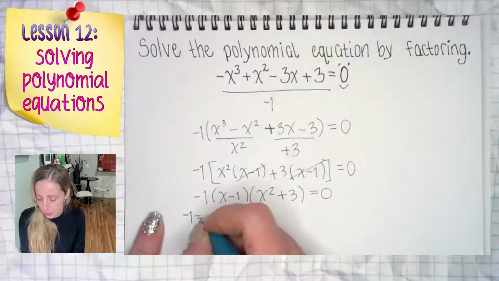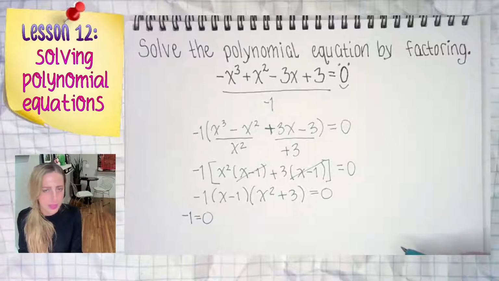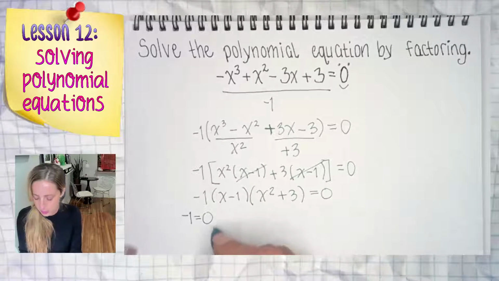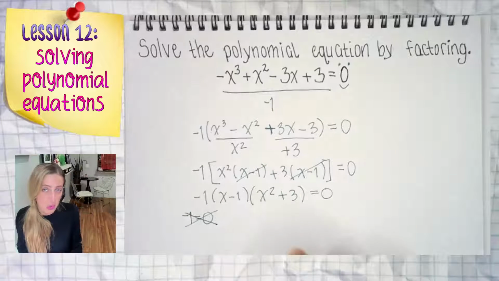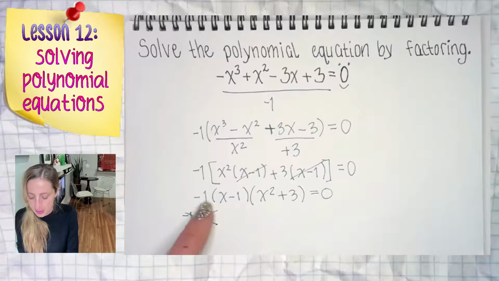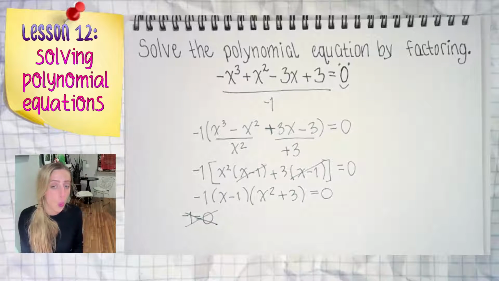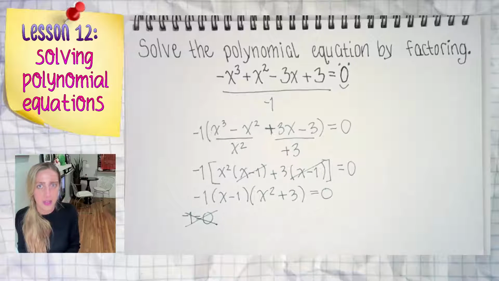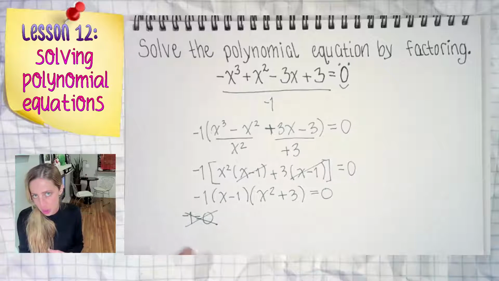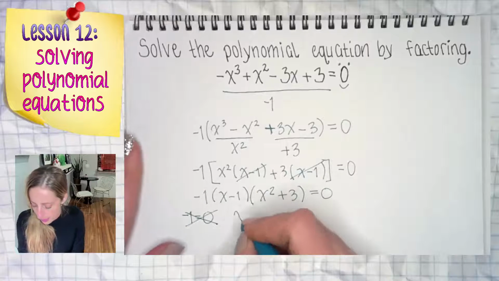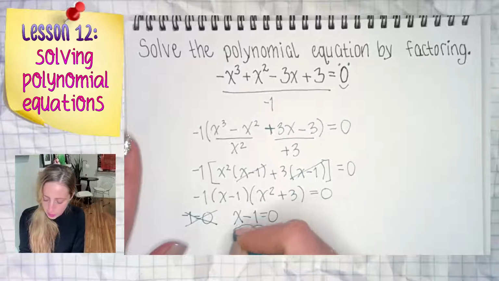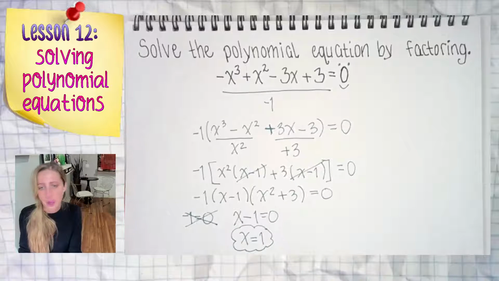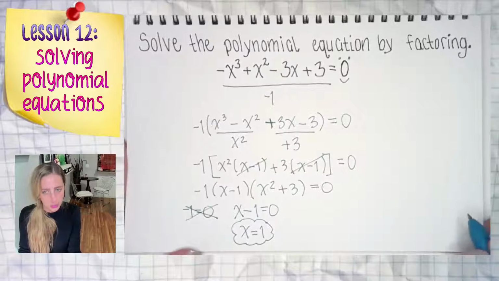Now, could I set -1 equal to 0? Well, that's absolutely ridiculous. -1 does not equal 0, so throw it away. If you need to write it down to remember to set everything equal to 0, do it. Because if it's not just -1, if it's -1x, well then you can solve for x and x equals 0. Being that it's just the coefficient and no variable, just a constant, it's a throwaway. Next factor, x minus 1 equals 0, so x equals 1. This is our one and only real solution to this equation.